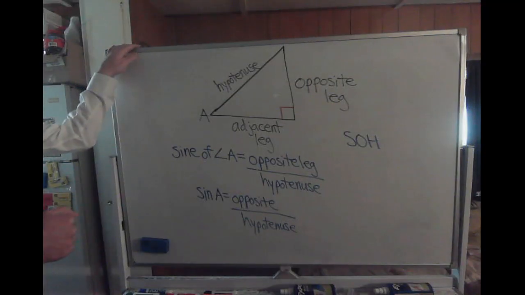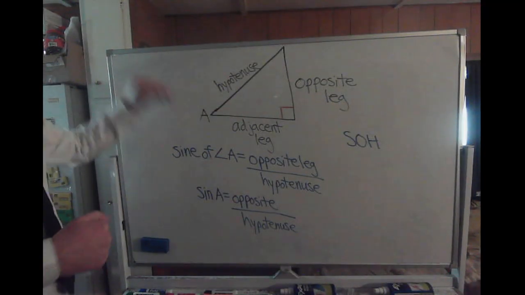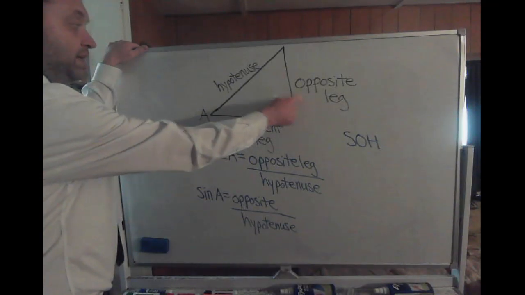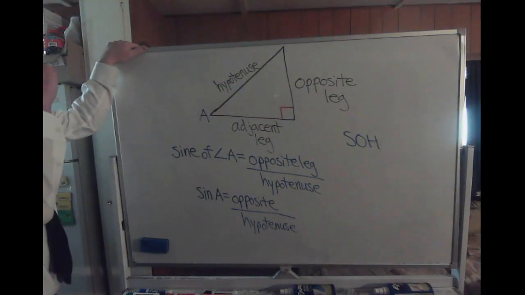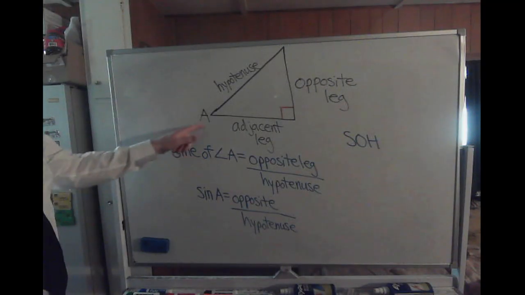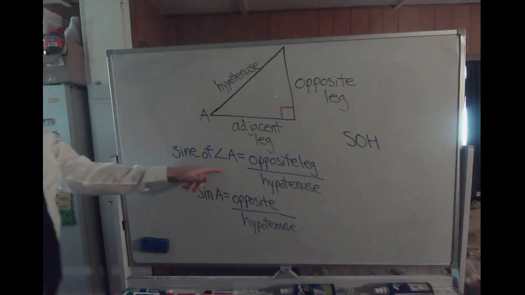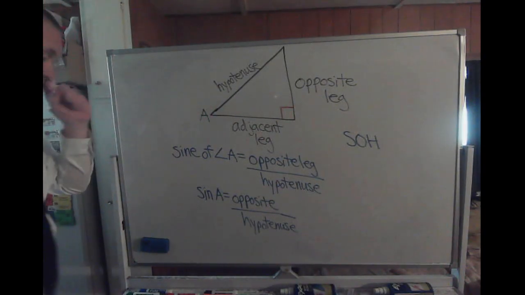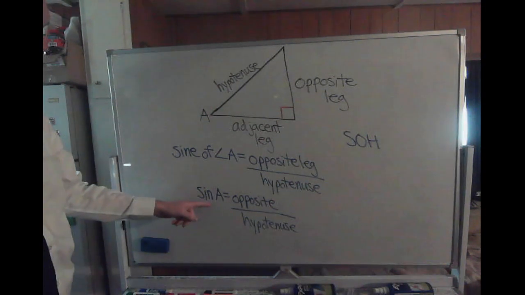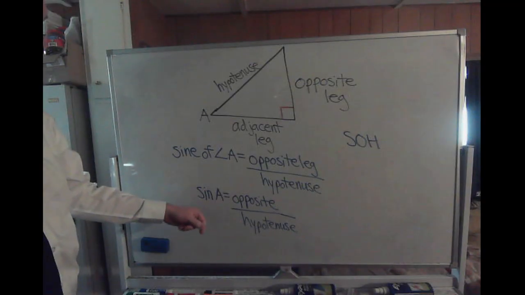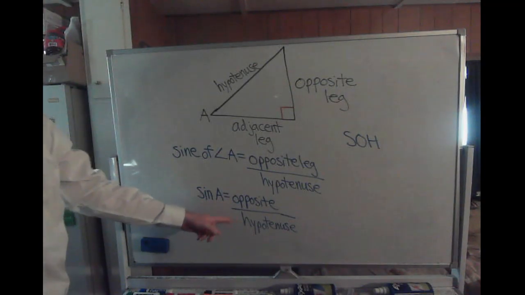So up first again here we have our right triangle where you see angle A. You have your adjacent leg, you have the opposite leg, and you have the hypotenuse. Well, we have here the sine ratio. If you want to find the sine of angle A, it's the ratio of the opposite leg to the hypotenuse. It's abbreviated sin A, and that's what we're going to use today and going forward in the future. It's equal to opposite over hypotenuse.